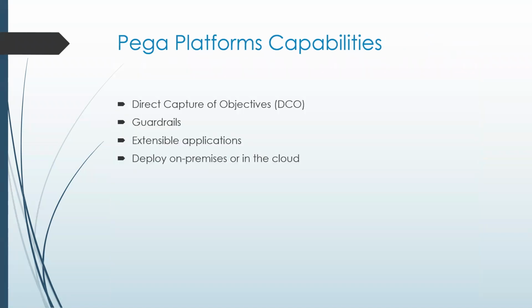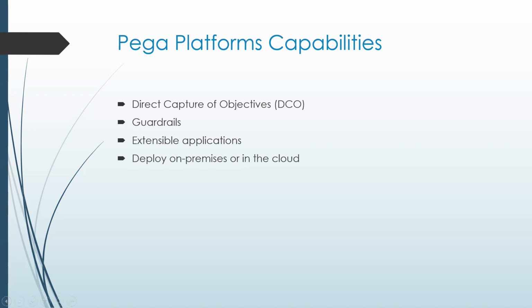And when it comes to capabilities of the platform, we have something called DCO, direct capture of objectives. This means that I can directly capture the requirements and specifications within the Pega application. Generally we use a lot of project management tools like Jira, Kanban boards, and a lot of other stuff, correct? All of those, yes, we can handle directly inside the Pega application. So your requirements can be directly gathered and managed within the Pega application itself.